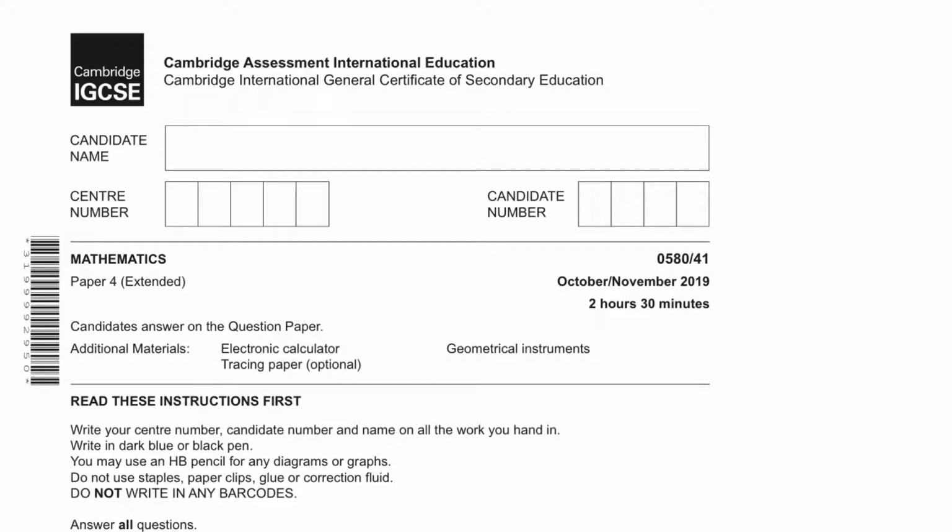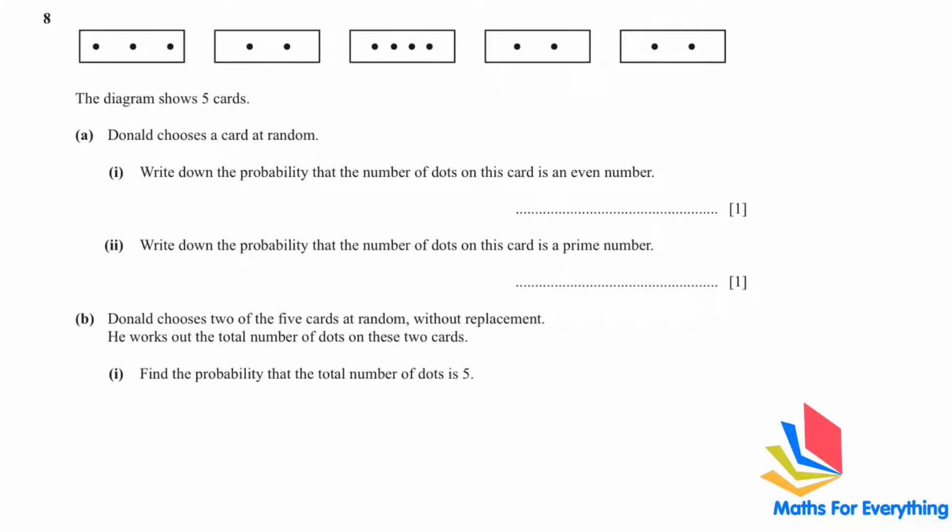In this video, we are going to solve Cambridge IGCSE Mathematics Paper 4 Extended Variant 4.1, October-November 2019, question number 8 onwards. So we have been given 5 cards here. Donald chooses a card at random. Write down the probability that the number of dots on this card is an even number.